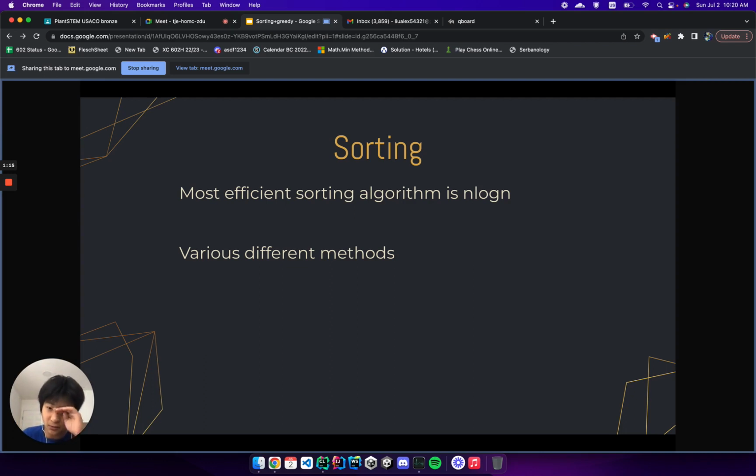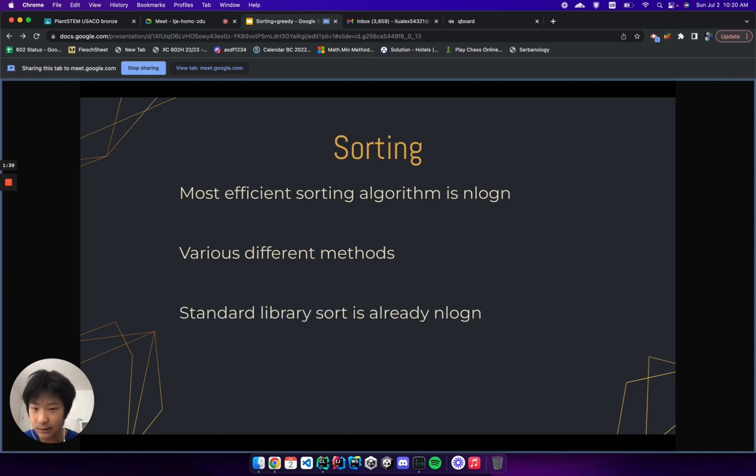I won't be going over them because you don't really need to know them for bronze. I feel like in general you don't really need to know sorting for bronze either. It's mainly just for convenience. But there is one type of sorting which I'll go over because I think it's interesting, and the idea of it you'll see more later.